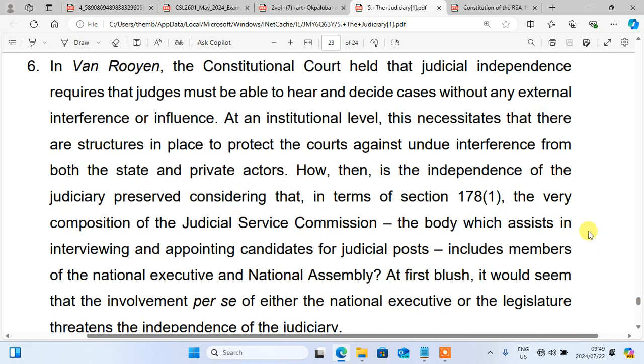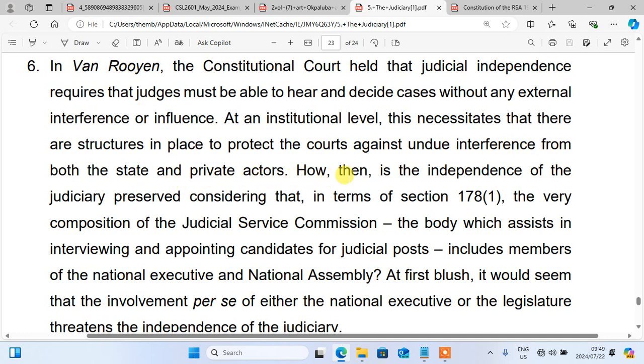In this case, the Constitutional Court held that judicial independence requires that judges must be able to hear and decide cases without any internal interference or influence. At an institutional level, this necessitates that there are structures in place to protect the courts against undue interference from both the state and private actors.